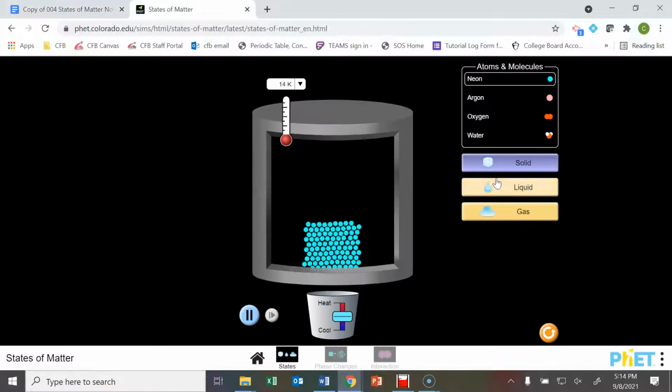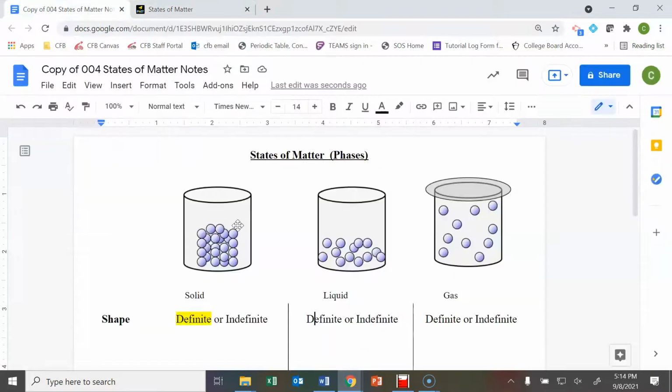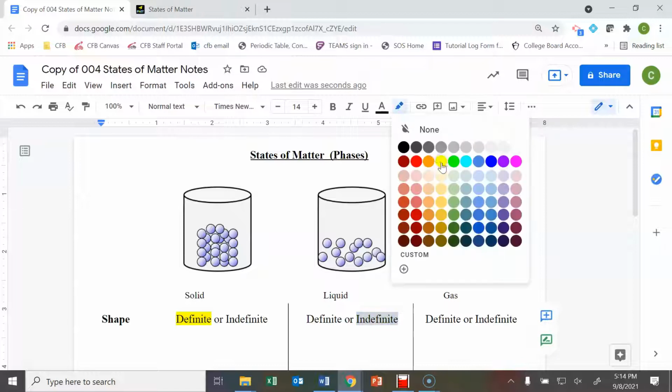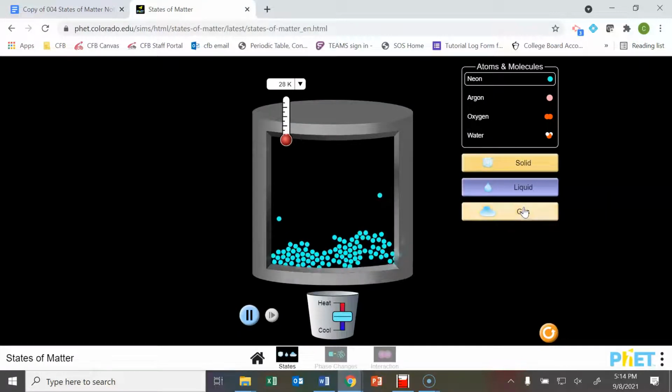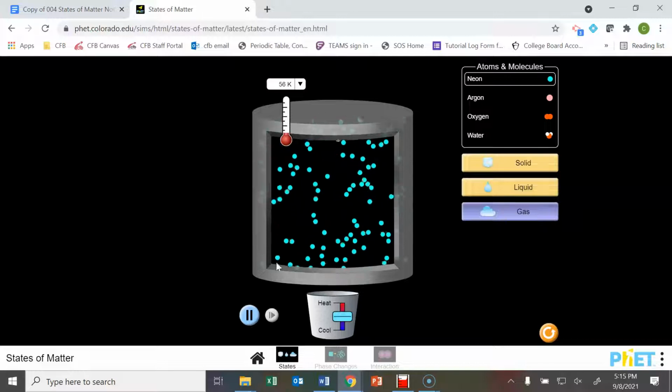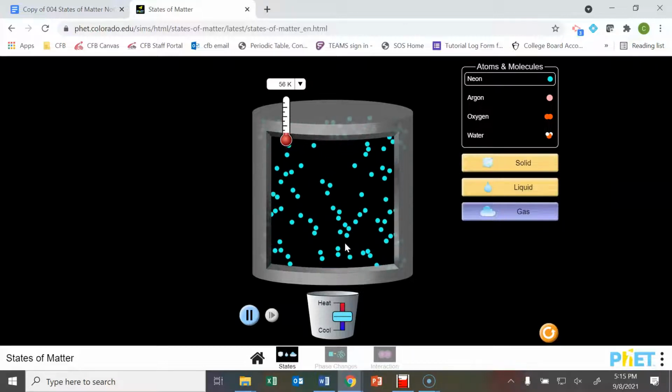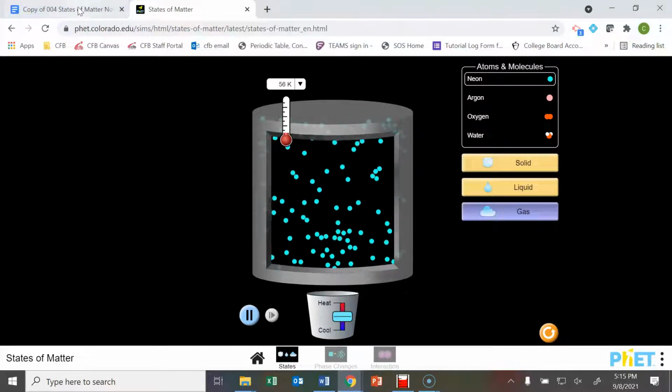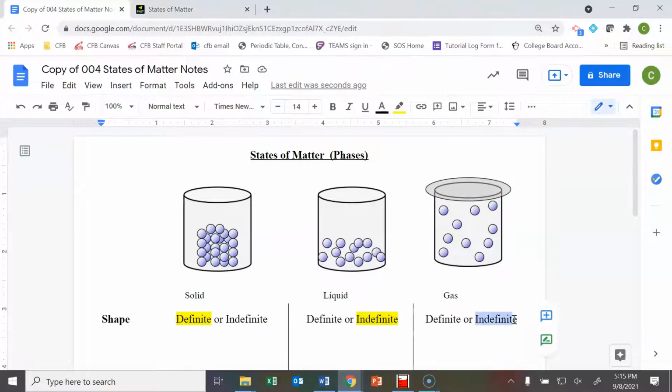Let's change the state of matter. Okay, now I can see that as soon as I change to liquid, instead of it being all piled together in a fixed shape, the liquid took whatever shape the container had. So it has a variable shape or an indefinite shape. Gases. Okay, it definitely took the shape of the container. It's just filling it up. So the shape changed. It was indefinite.